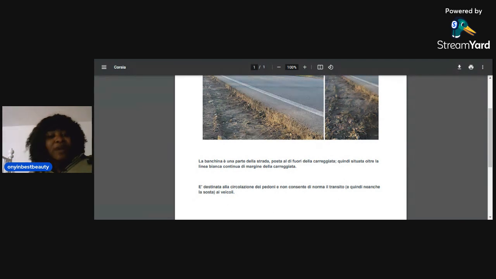So banchina, we see, motor vehicles are not supposed to transit on top of it, not even to park. The only people who have the right to transit on top of this banchina are the pedoni, people on foot. They have the right to transit on top of this banchina. Okay guys, so this will be the end of this particular lesson.